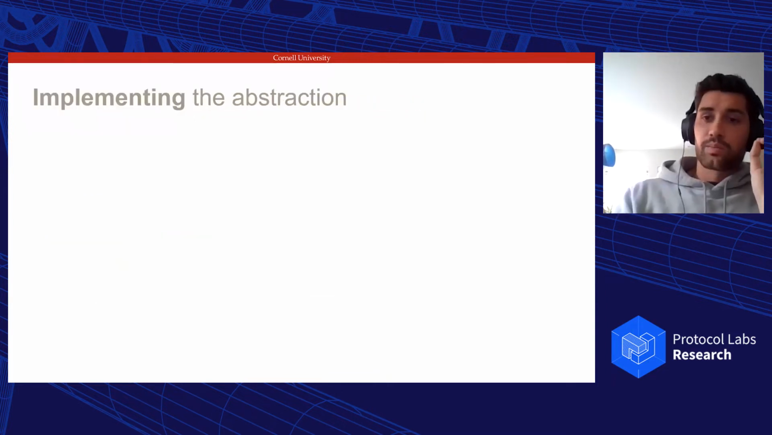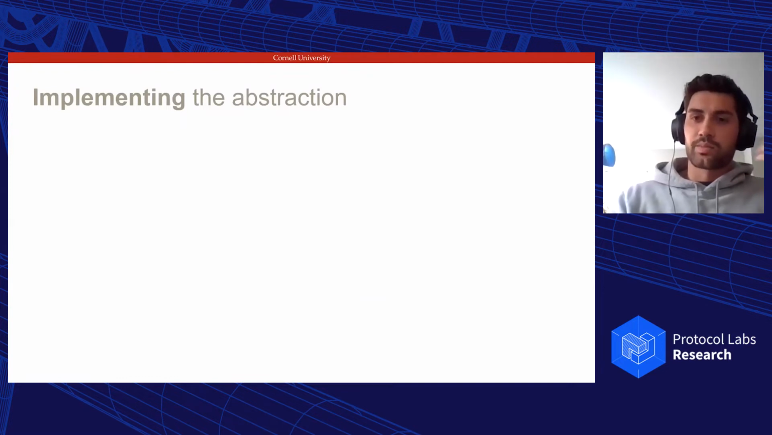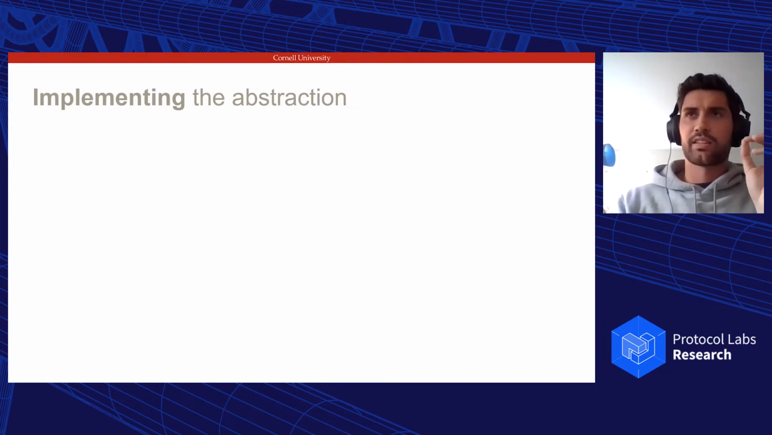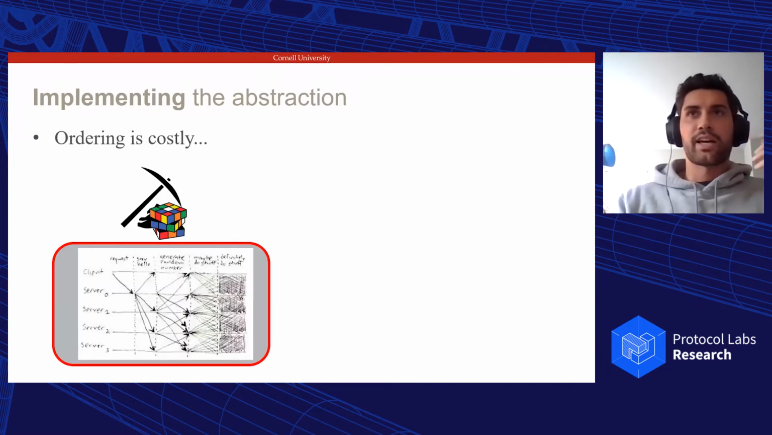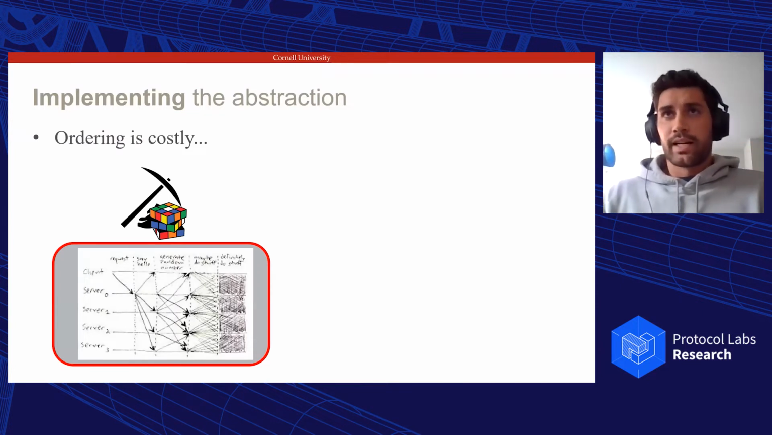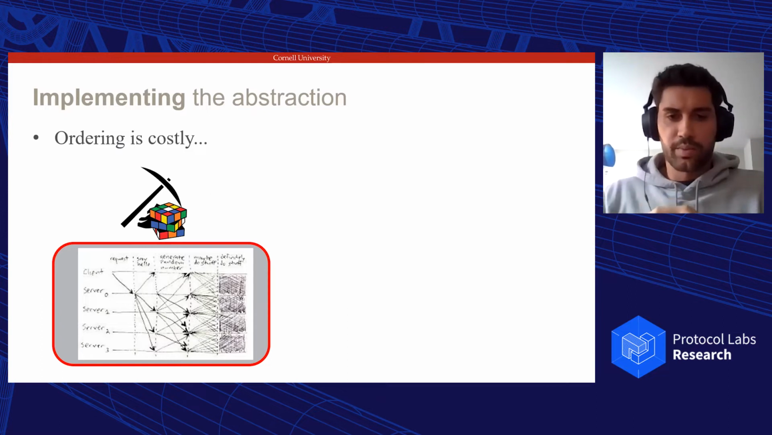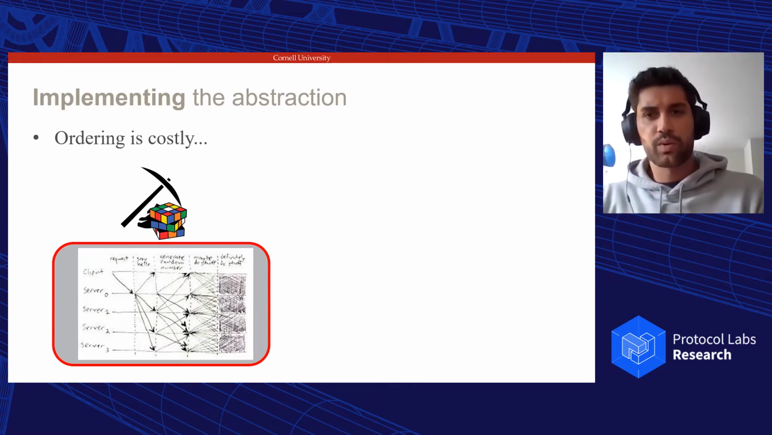This is a really powerful and desirable abstraction for our applications to build around, but implementing it in a fairly scalable fashion is challenging. On the one hand, ordering is costly. There's both permissionless and permissioned systems. I'll be focusing on the permissioned ones.